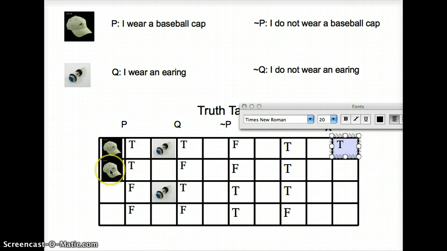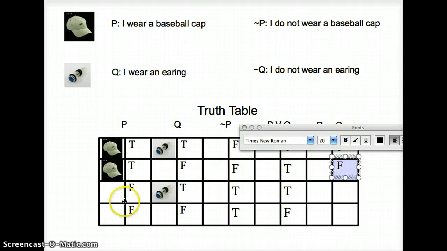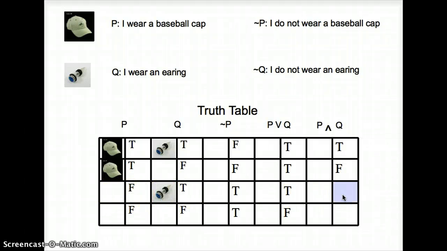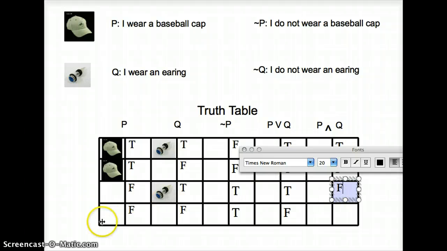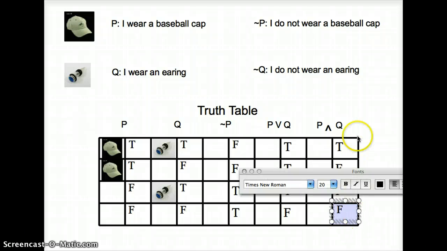Here, I'm wearing a baseball cap, but I'm not wearing an earring, so the statement, baseball cap and earring, is false. Same thing here, I'm not wearing both, therefore the statement is false. And in this situation, same thing. False, false gives me a false.